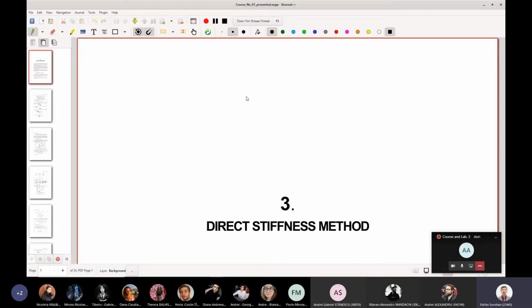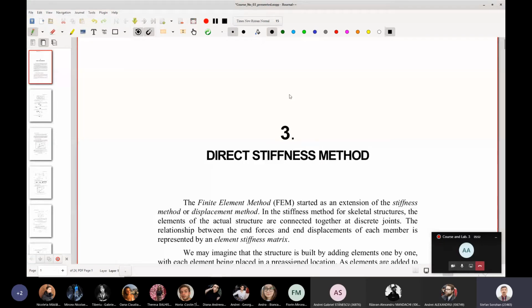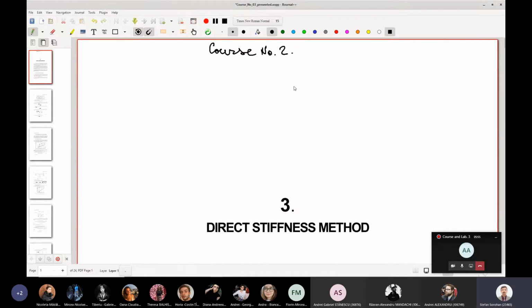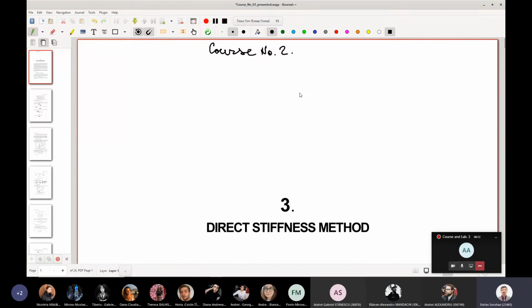So for today, let's say this is course number 2, and I will use the book to present you the course, because I have no time to rewrite it again for a better presentation. And first of all, we have some general ideas here, which I want to explain a little bit more exactly.